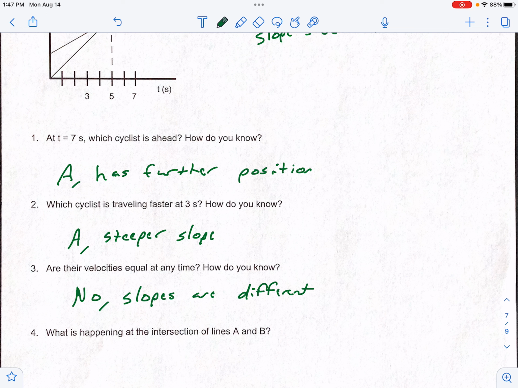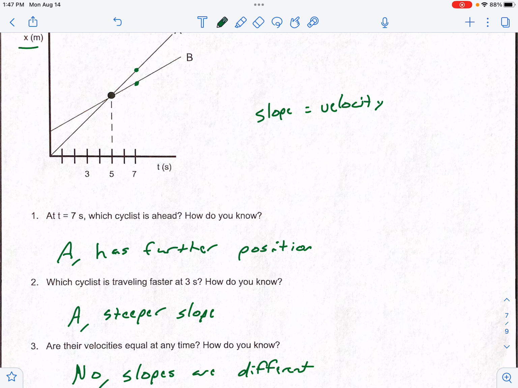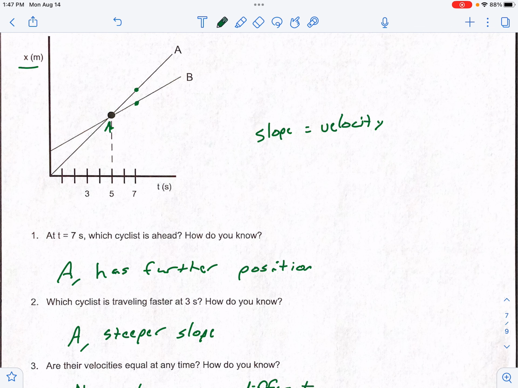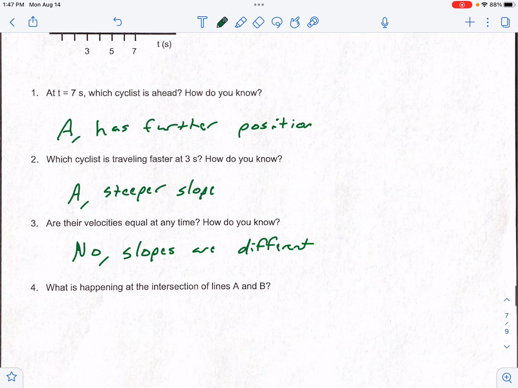4, what is happening at the intersection of A and B? So we want to know what is going on right here in the middle. Just be careful. They're not going to have the same velocity because they don't have the same slope ever. We care more about what's going on here. So they're both at the same position.